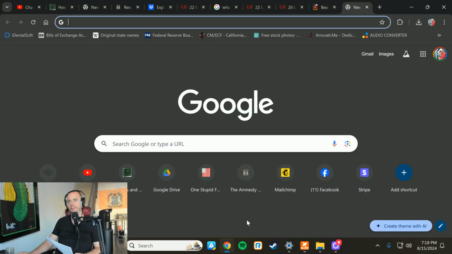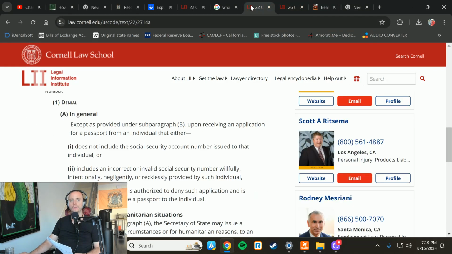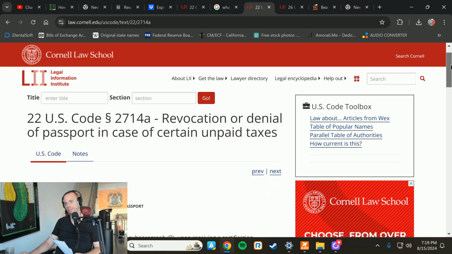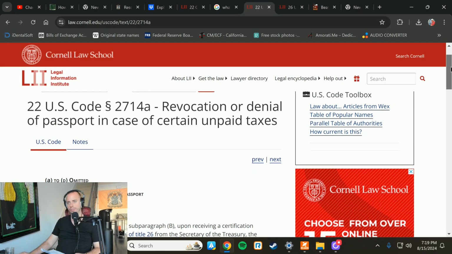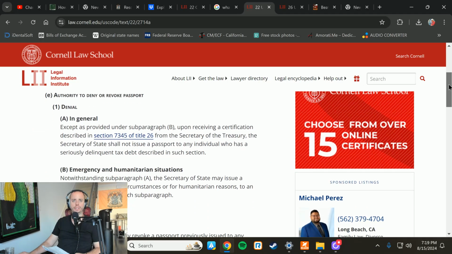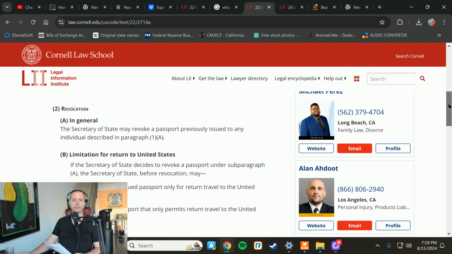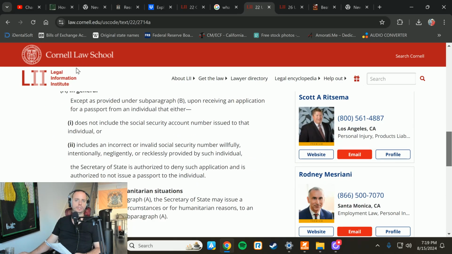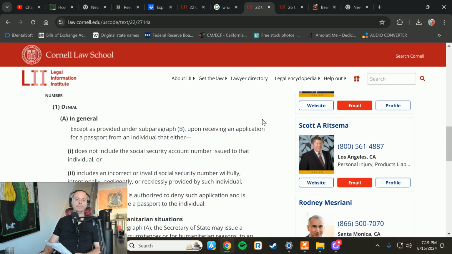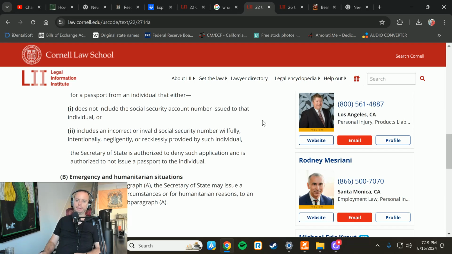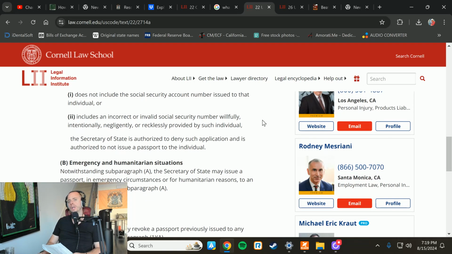I already pulled up these 27. They're talking about this one here: Revocation or denial of passport in case of certain unpaid taxes. Authority to deny or revoke passport. They say here it does not include the Social Security number, or includes an incorrect or invalid Social Security account number.